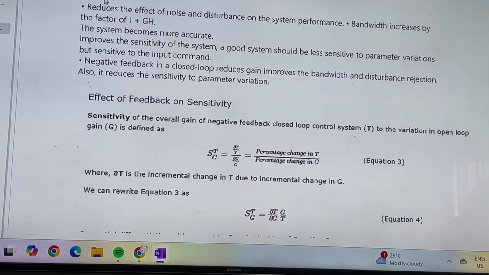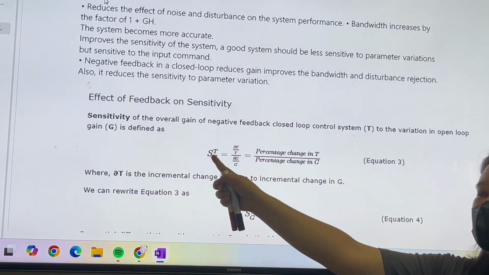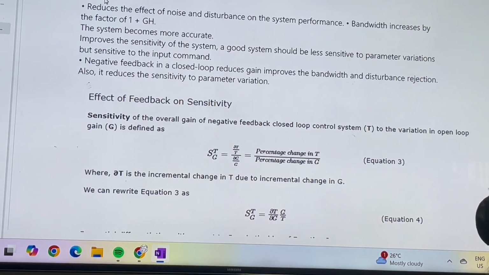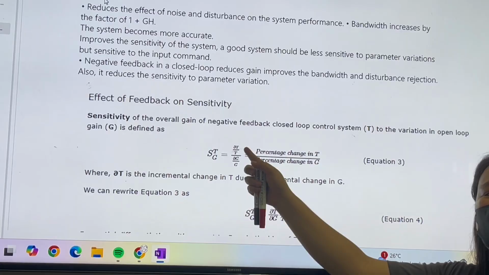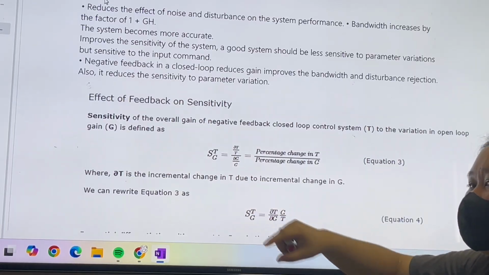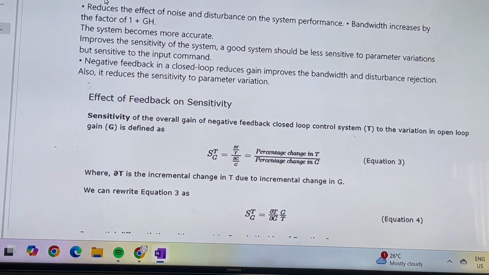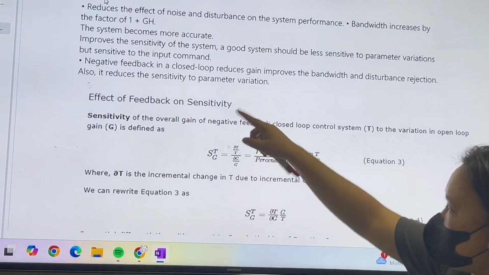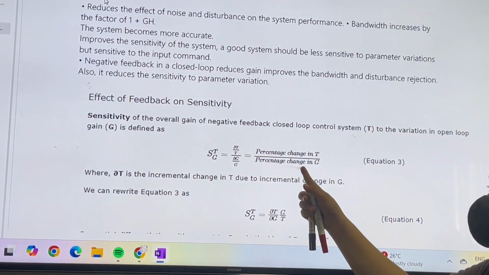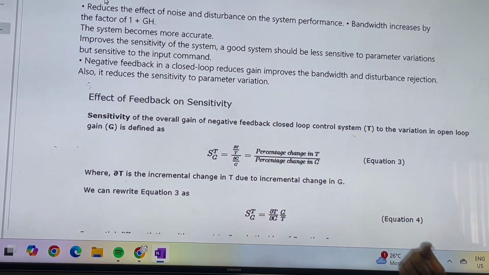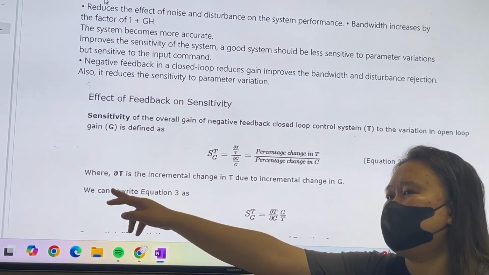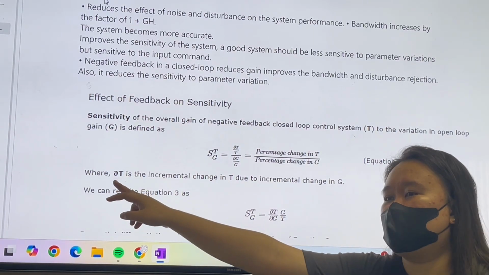It is defined by S with superscript T and subscript G. It is equal to the partial derivative of T all over T, all over the partial derivative of G divided by G. Not with respect to T, class. This is equal to the percentage change in T all over the percentage change in G. Now, I think this is delta, whether capital or lower case.